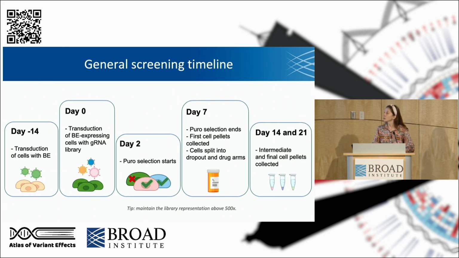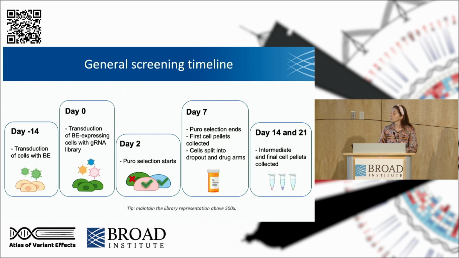The following slide illustrates a typical timeline of the screen. So first, if we use the split vector approach, we would deliver the base editors and then perform a selection. And afterwards, we will transduce the cells with the guide RNA, or if it is the all-in-one approach, the base editor and the guide RNA library would go on the same day. And after 2 days, we start a puromycin selection, and it takes approximately 5 days to be fully established.